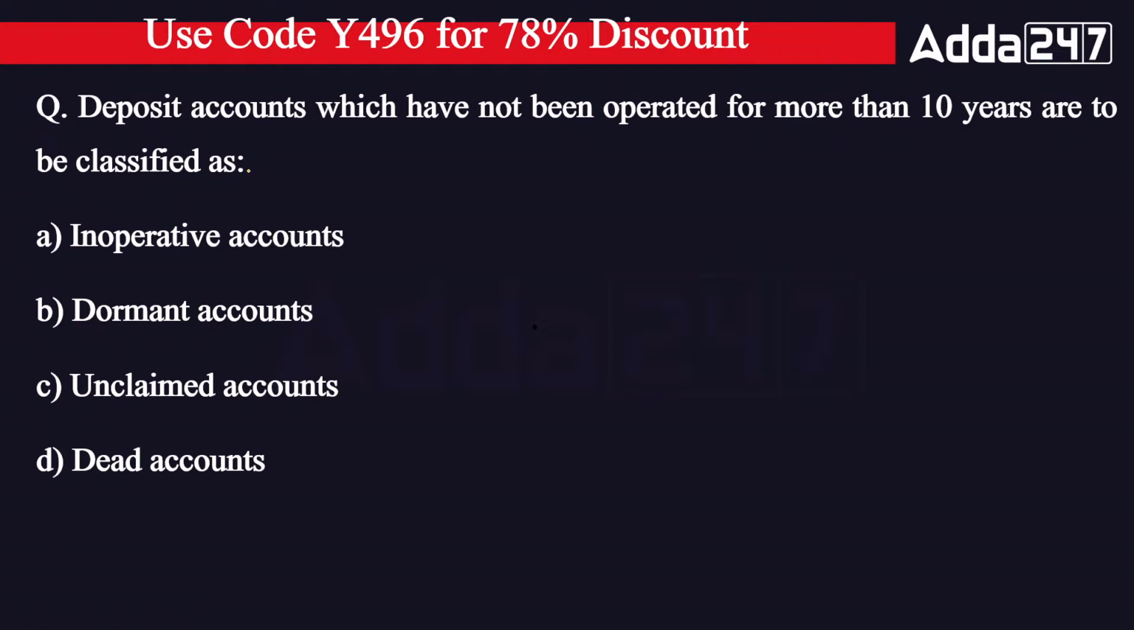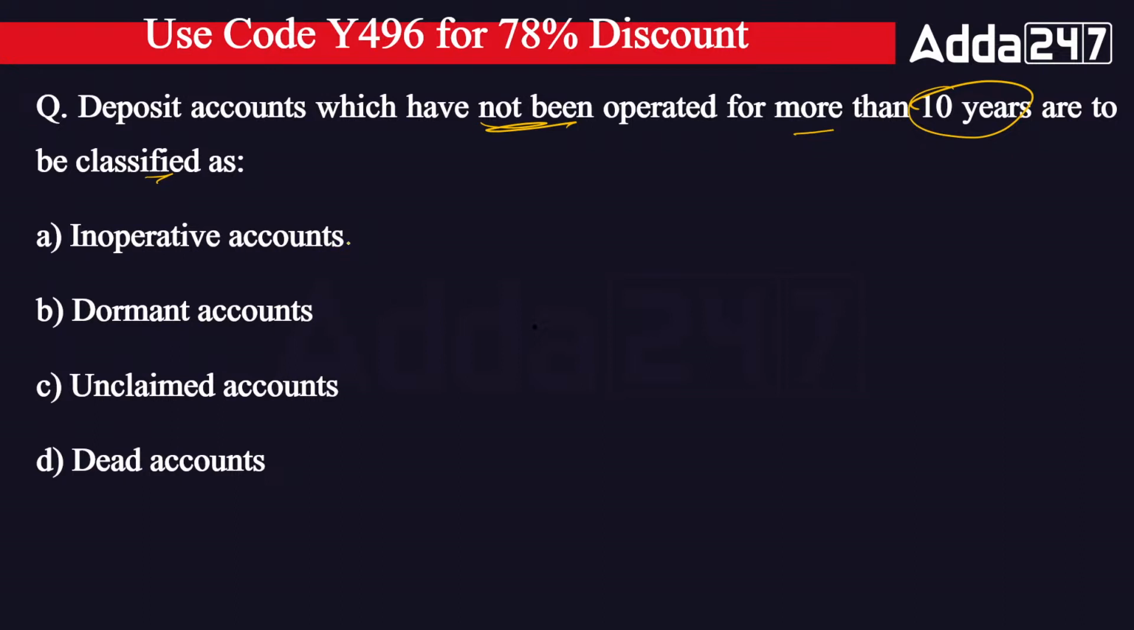Next, deposit accounts which have not been operated for more than 10 years are to be classified as. So those accounts which have not been operated for more than 10 years, they are to be classified as inoperative accounts, dormant accounts, unclaimed accounts, or dead accounts. What kind of accounts are they? So which of the following is correct?